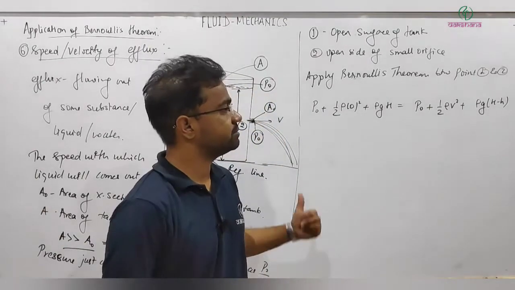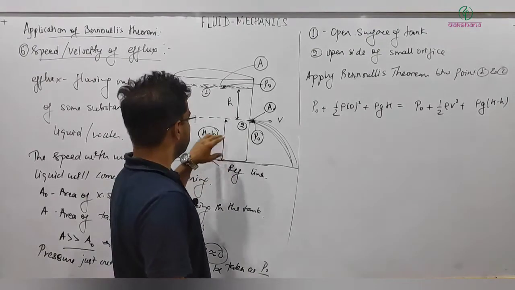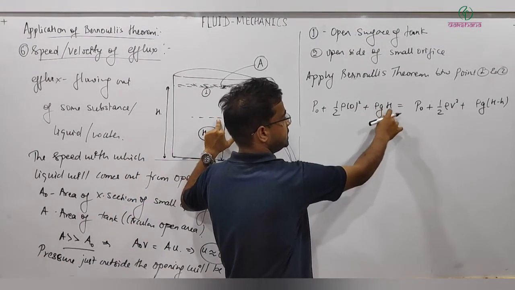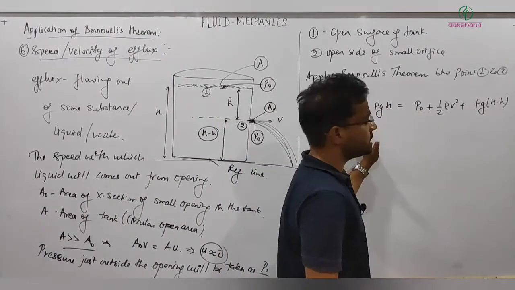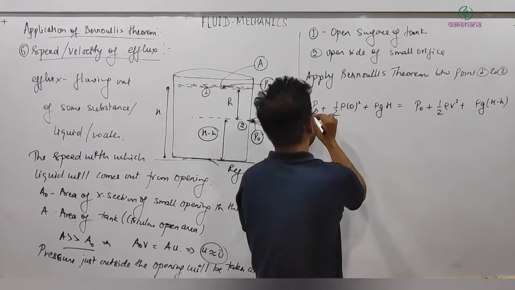I hope there should not be any confusion. I am writing it from this reference. If I would have taken the reference here, then this will be rho g small h and this will be 0. So the expression will still come exactly same as we will be getting from here. So no difference will come.